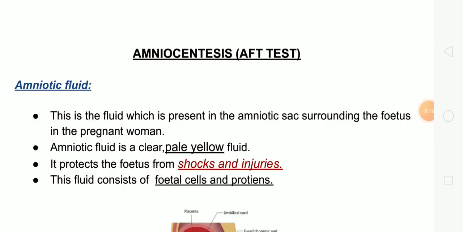Today's lecture is about amniocentesis, and it is one of the most important topics. Amniocentesis is also called the AFT test because it is an amniotic fluid test. So to understand the procedure of amniocentesis, first we have to know what amniotic fluid is. So let us know what amniotic fluid is.